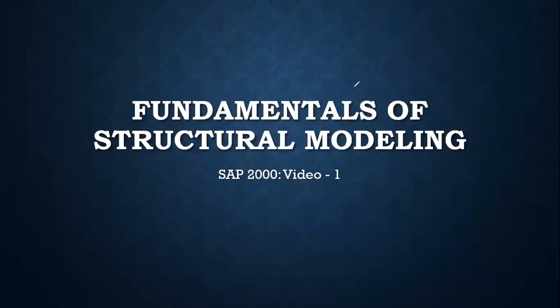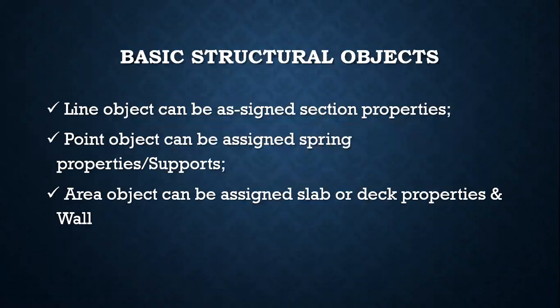Welcome all to the first video on fundamentals of structural modeling using SAP 2000. In order to model any structural member or any 3D structural object, we need to be able to model three fundamental structural elements or objects. The first is the point object, then the line object, and the area object.